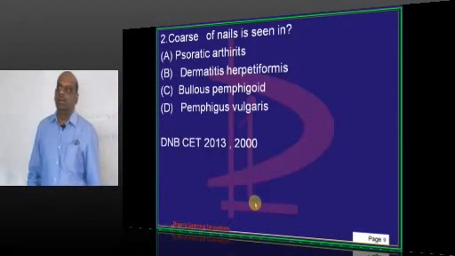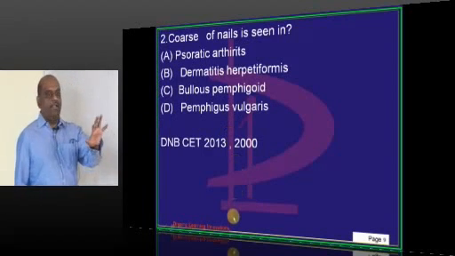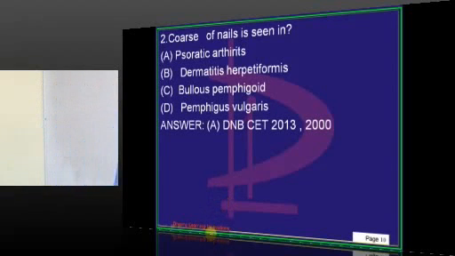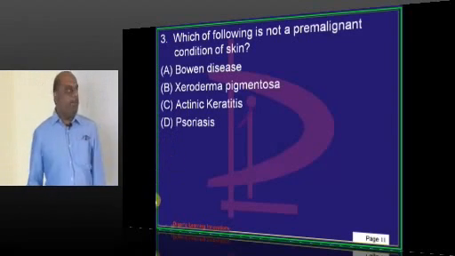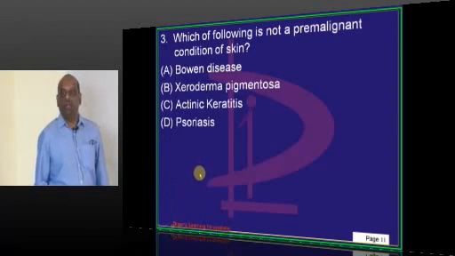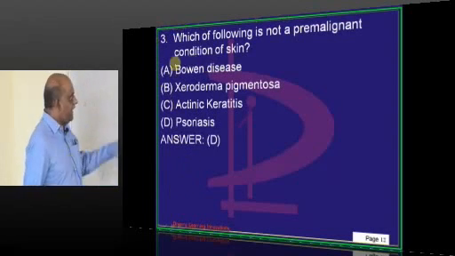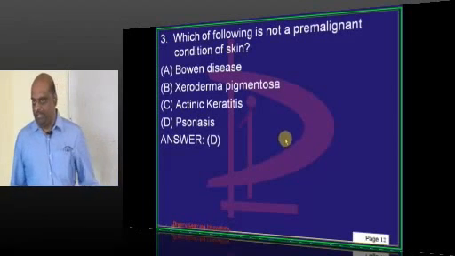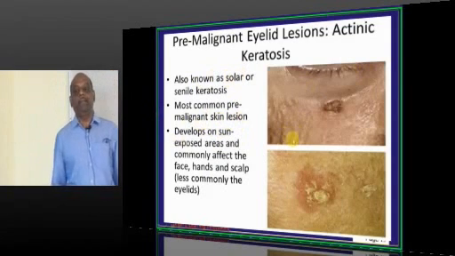Now, once more, 2013 DNB question was, coarsening of the nails, where do we see? What is your answer, Doctor? In case of psoriasis, we see the coarsening of the nails. Now, which is not a pre-malignant condition out of all these things. Psoriasis is not pre-malignant. But actinic keratitis, Bowen's disease, xeroderma pigmentosum, Bloom syndrome, so they are all a set of conditions which are called the pre-malignant conditions, is what need to be remembered.